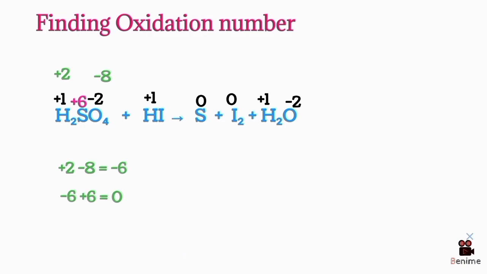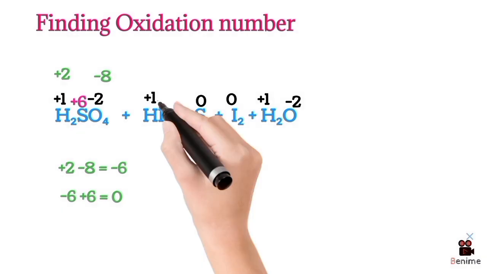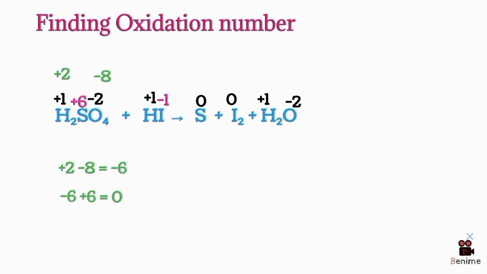Now, let us find the oxidation number of iodine in HI. Hydrogen is +1. We know that the total oxidation number in a neutral compound is 0. So, iodine must be -1. Therefore, iodine has oxidation number -1 in HI.